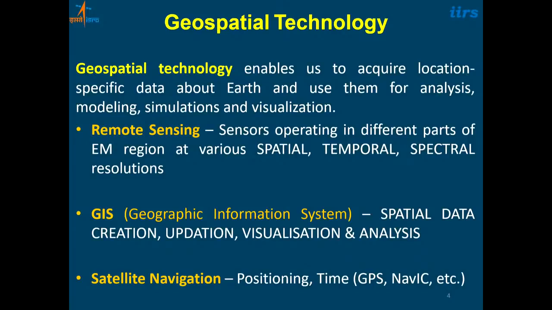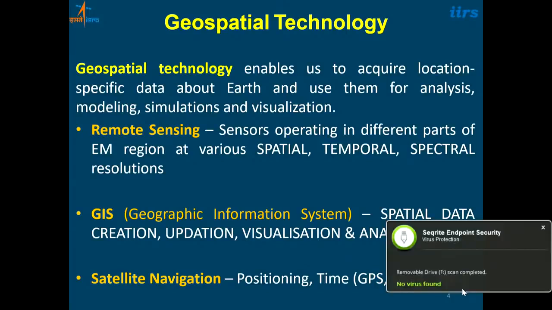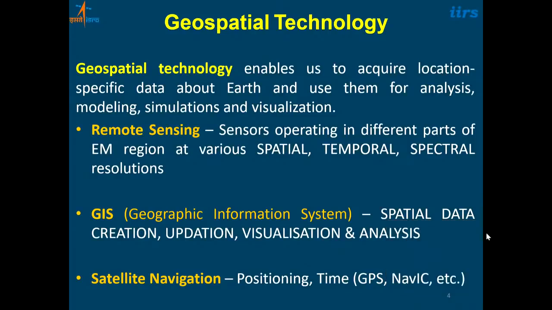Whereas the sensors in the satellite are able to capture beyond the visible range also. Like infrared rays, microwave rays, and thermal waves, they are able to capture. So these wavelengths are captured by the sensors, and they are transformed into an image form through which we can perform different kinds of analysis.